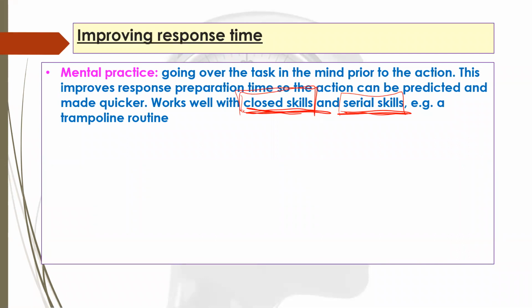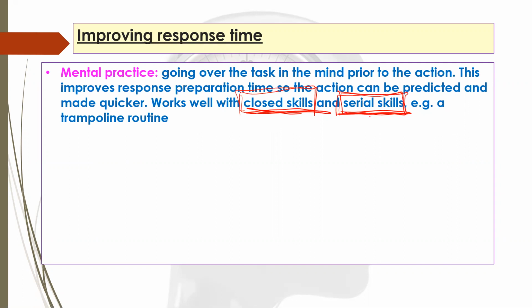One where it's a stable environment, so it's not affected by lots of other things in the environment. If you've got that, a trampoline routine is a good example of that. Okay, so it's closed because it's not affected by the external environment, so it's a stable environment, and it's a series of skills, serial skill, a series of discrete skills.